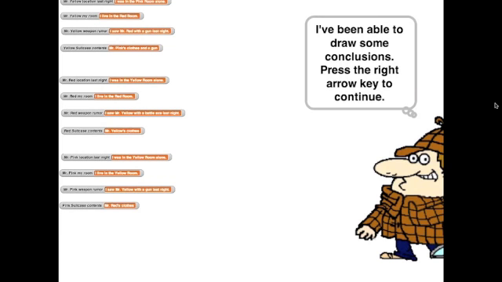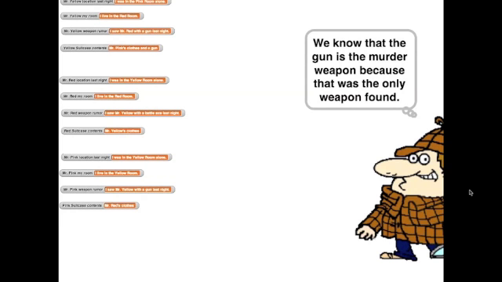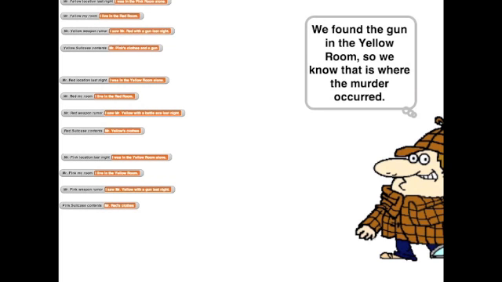Let's see what conclusions he has drawn. We know that the gun is the murder weapon because that was the only weapon found, and that's right, because we said that the murder weapon was going to be a gun. Thus we know that Mr. Red is lying because he said Mr. Yellow with a battle axe. We found the gun in the yellow room, so we know that is where the murder occurred.